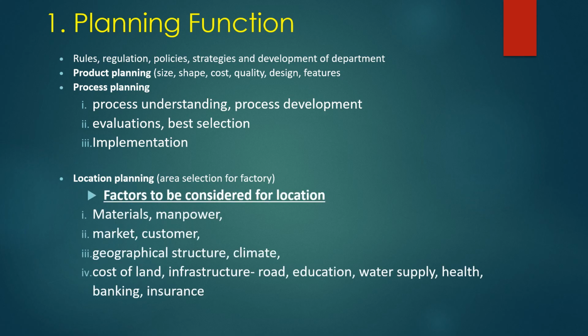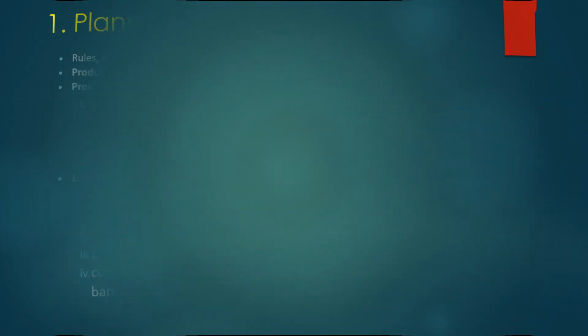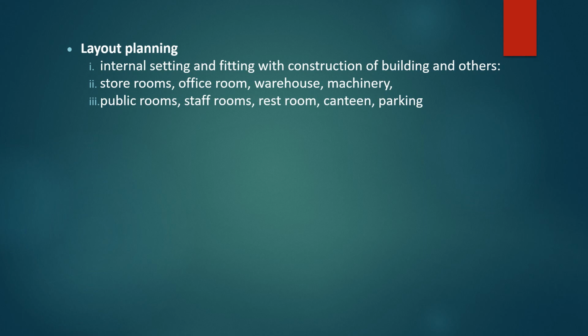There are some factors to be considered for location: material, manpower, market, customer, geographical structure, climate, cost of land, and other infrastructure development such as road, education, water supply, health, banking, and insurance. Now here we have layout planning, which is concerned with internal setting and fitting, with construction of the building and other materials: storerooms, office room, warehouse, machineries, public room, staff room, restroom, canteen, parking, etc.